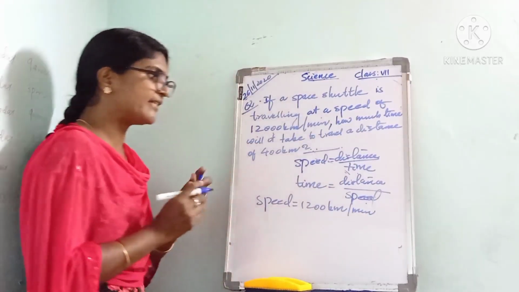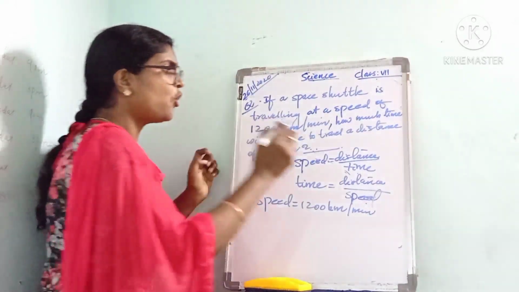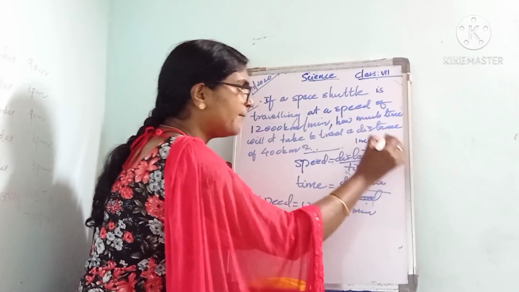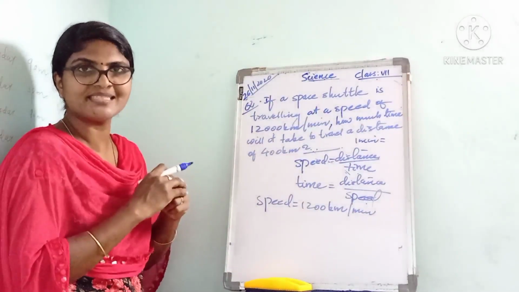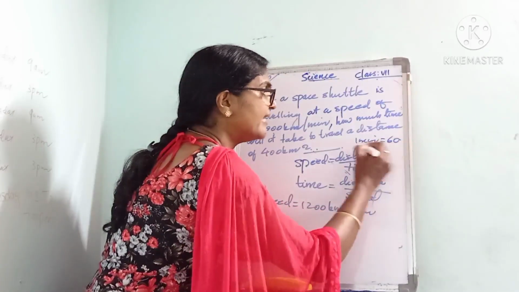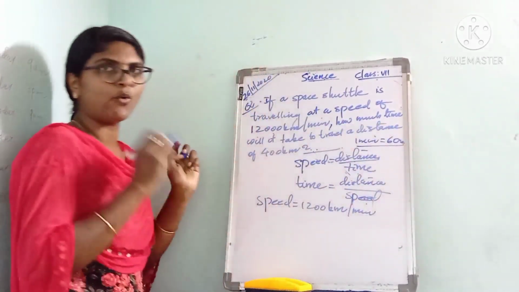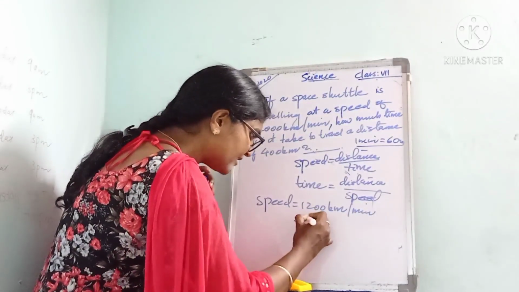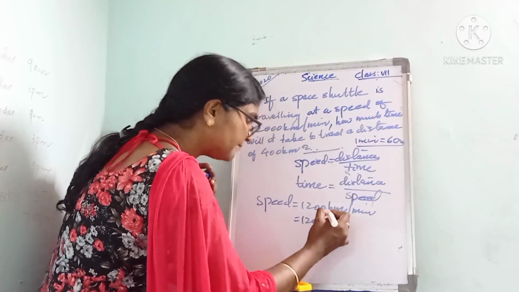You know, 1 minute contains how many seconds? 60 seconds. 1 minute contains 60 seconds. So this can be written as 12,000.